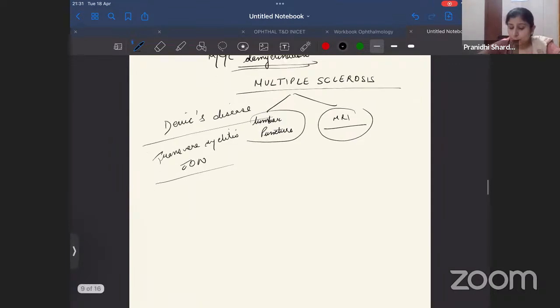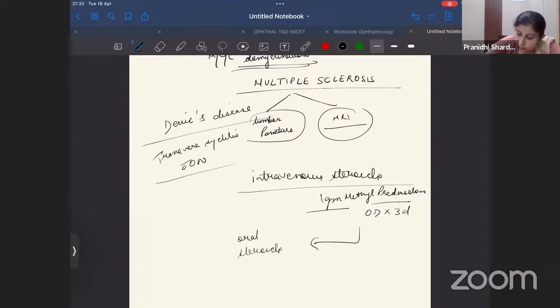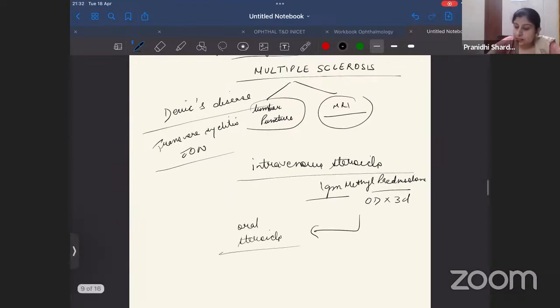You can also be asked about the treatment of optic neuritis, which you commonly study, that is intravenous steroids. Oral steroids are not the drug of choice, but intravenous steroids are the drug of choice. 1 gram methylprednisolone is given once a day for 3 days, and then we start the patient on oral steroids. This is known by the name of pulse therapy of the steroids.